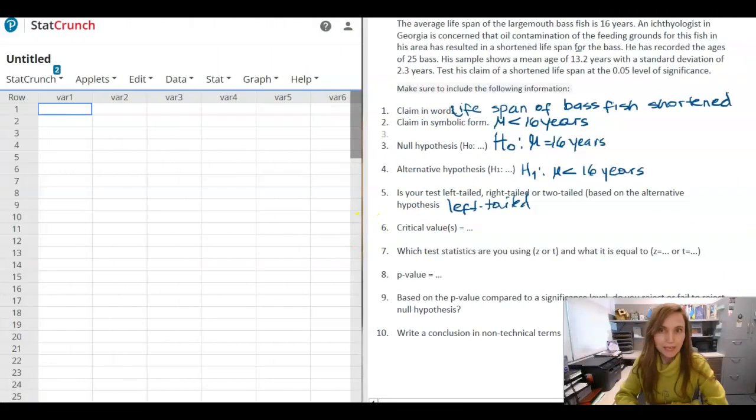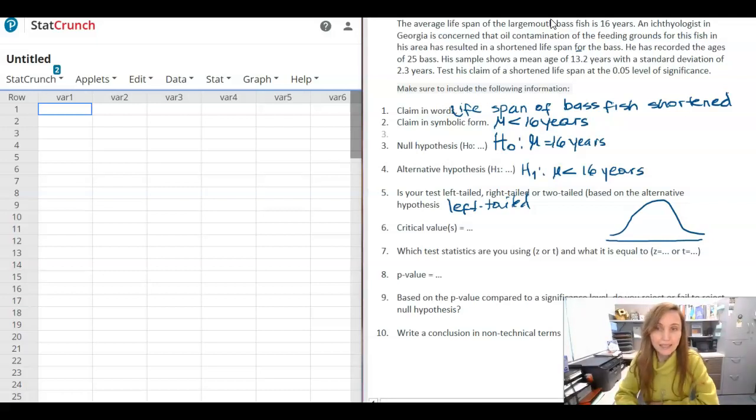We are going to use StatCrunch to answer question number 6, find the critical values. But before we use StatCrunch, let's do a little overview of what critical values are. A critical value is the value that separates the critical region from the non-critical region. In this case, the critical value will be the T score because we are using the T distribution. So let's draw a diagram of the T distribution. It's a normally distributed population.